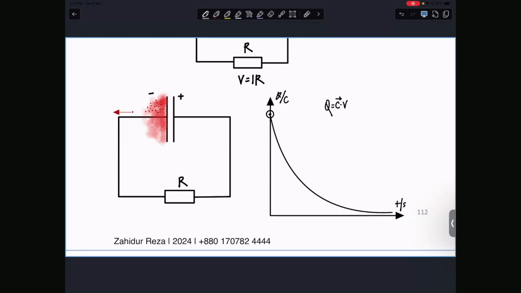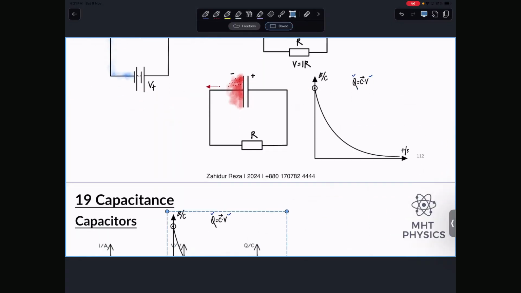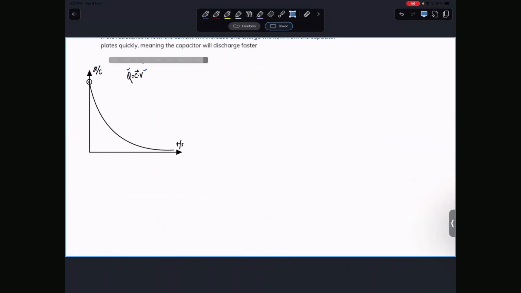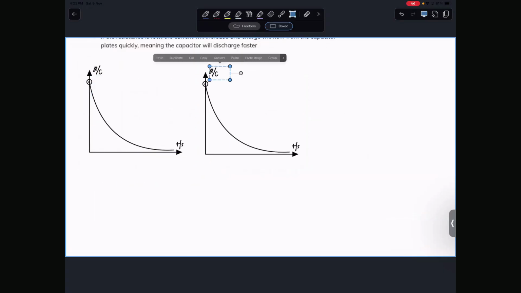Then how do charge and voltage relate? Directly proportional. So how would the graph for voltage look? Exactly the same. Okay, so that's where I'll add the 3 graphs here. So the voltage will be exactly the same, and let me show you another thing, I'll add the voltage later.